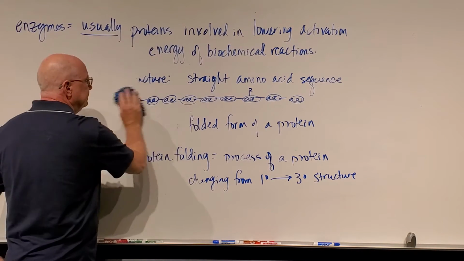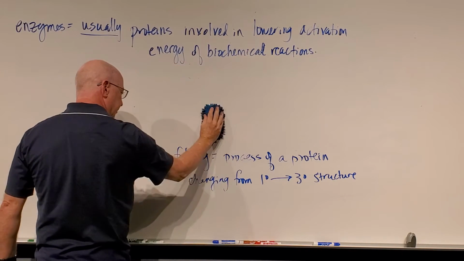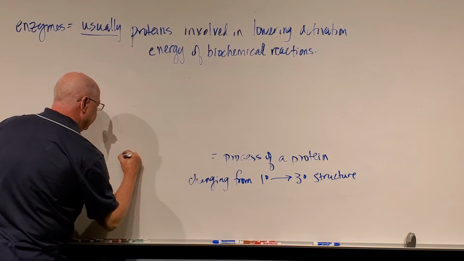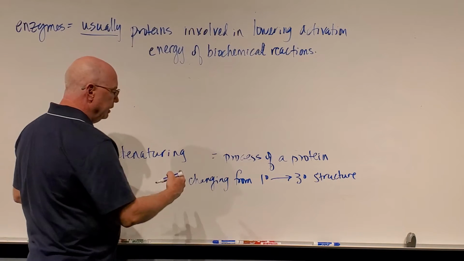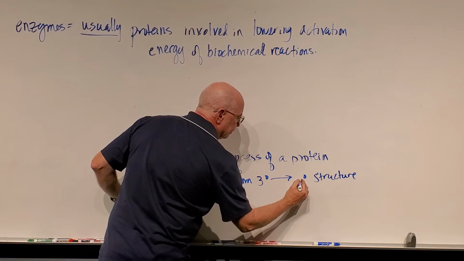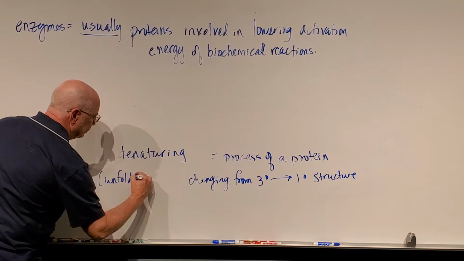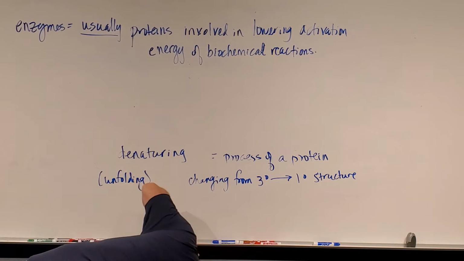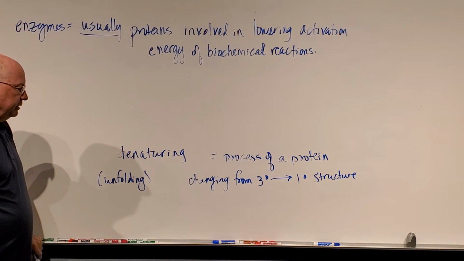If I talk about a denatured protein, then that's the opposite of protein folding. So when I talk about denaturing or a denatured protein, that's a process of changing from the tertiary to the primary structure. You can also think of it as unfolding of a protein. If a protein unfolds, like an enzyme, it can lose its enzyme activity, or enzymatic activity.